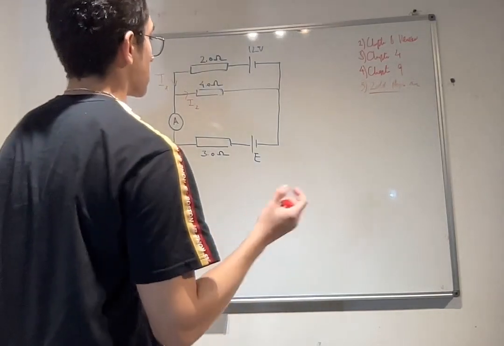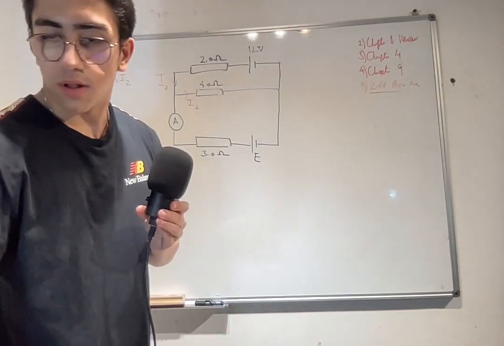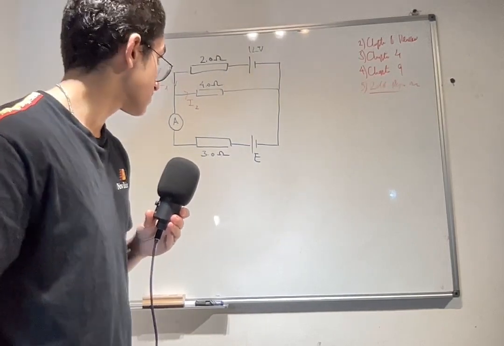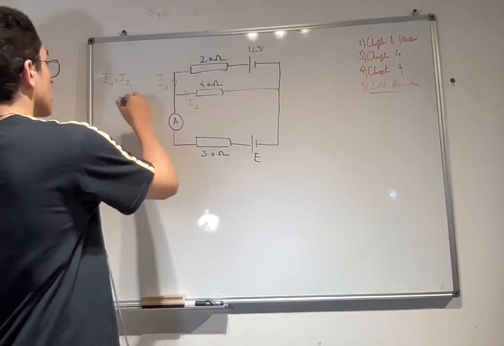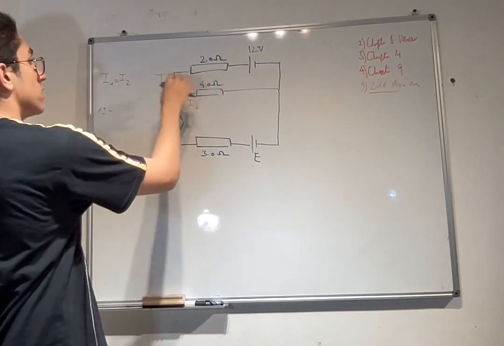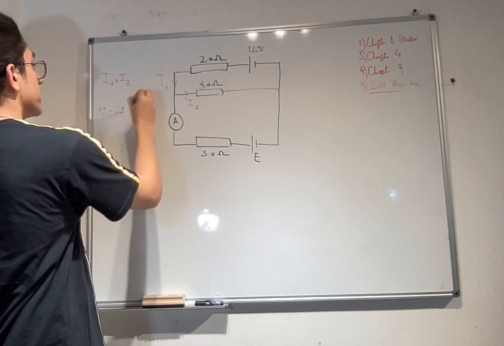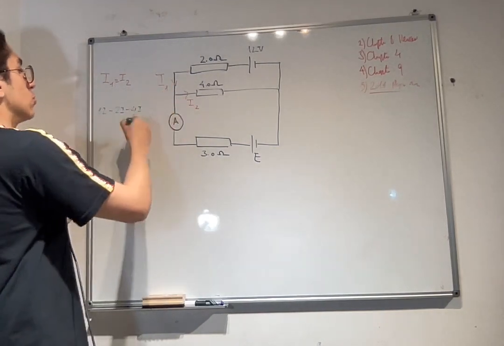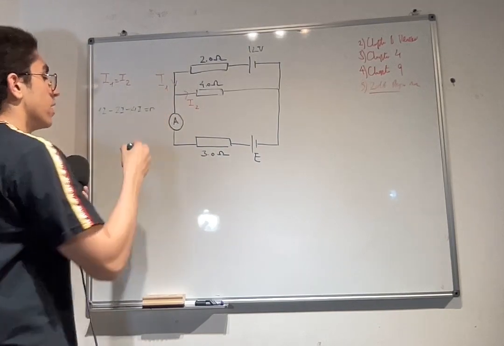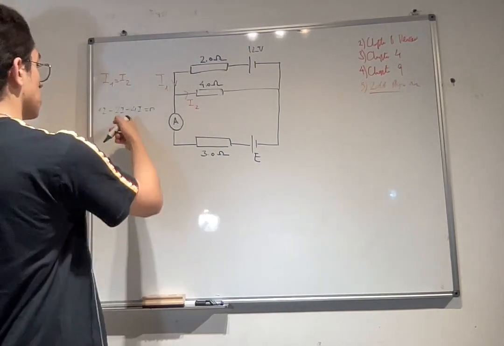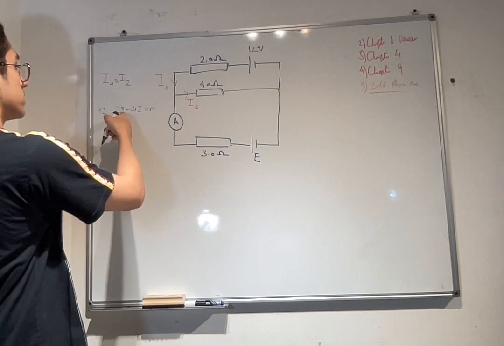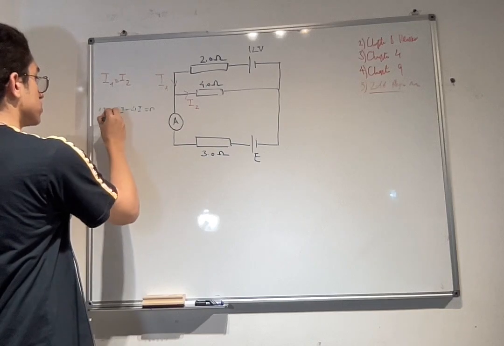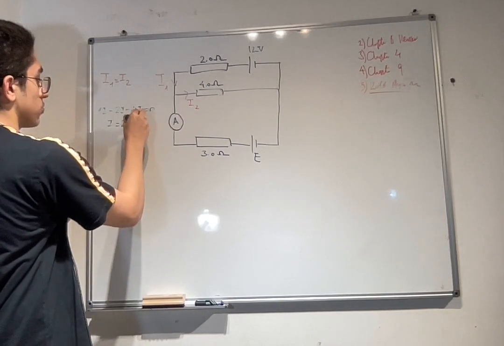So you can use Kirchhoff's laws to find the current. I'm going to use green. So 12 minus 2I minus 4I, and I'm using I because we know they're equal, so there's no point using other notation. So 12 minus 6I equals 0, and 12 divided by 6 is 2, so I is equal to 2.0 amps.